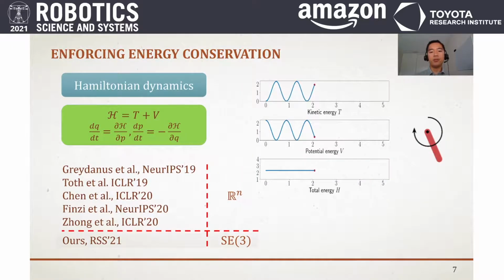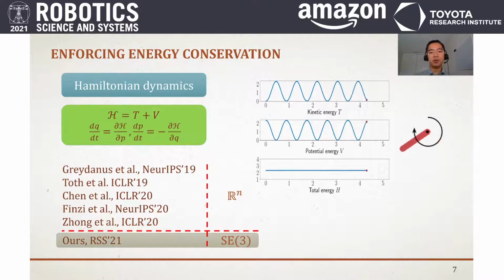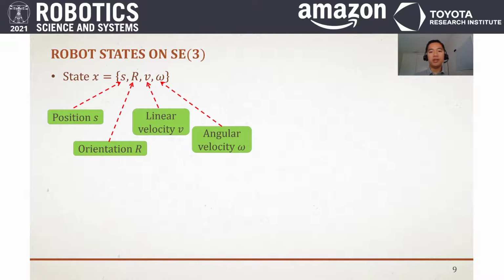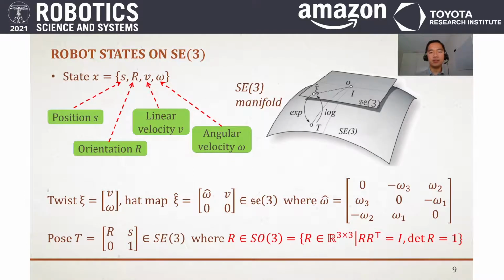However, compared to the previous Hamiltonian-based works, we consider the robot state on the SE3 manifold instead of Rn. The SE3 manifold is very common for mobile robots, where the robot state includes the position S, the rotation matrix R, the linear and angular velocity v and omega. The state has to satisfy the SE3 constraints shown in red here.